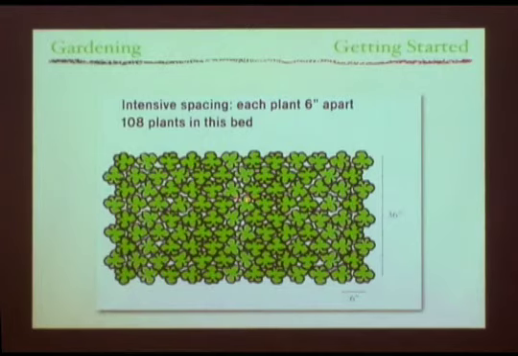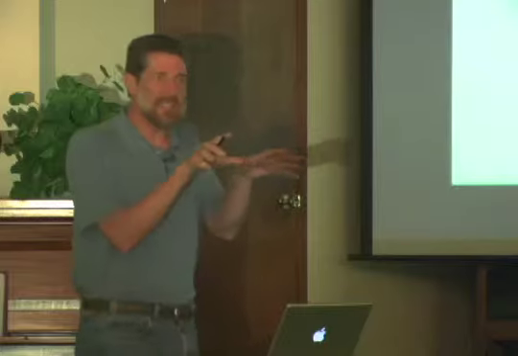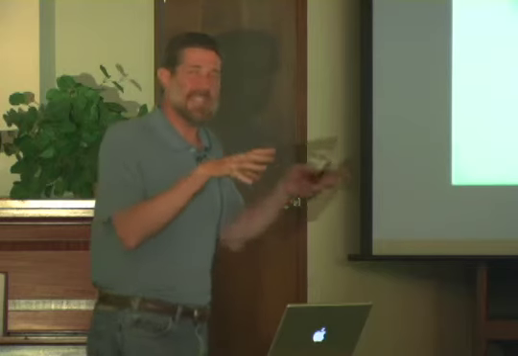And because these plants fill in and the leaves kind of touch each other, they shade the ground. Initially you have to do some weeding by hand, but later, because it shades the area, it suppresses the weeds, you have very little weed problem down the way.